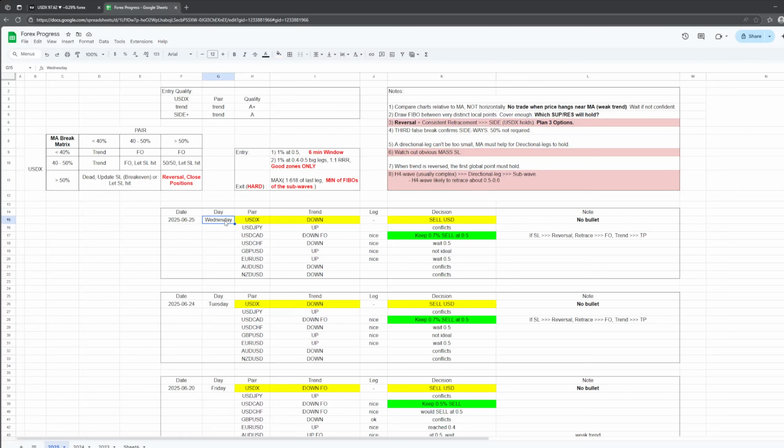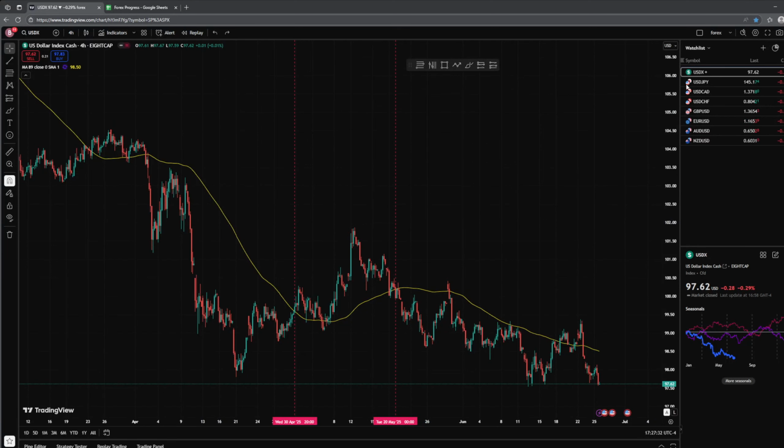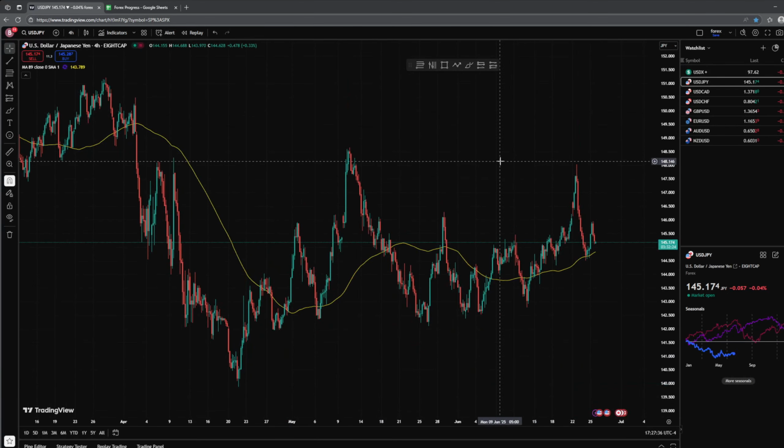Let's write it down. Today is Wednesday. USD index trend is down, and our decision is to look for opportunities to sell USD. Okay, now let's analyze each individual forex pair.